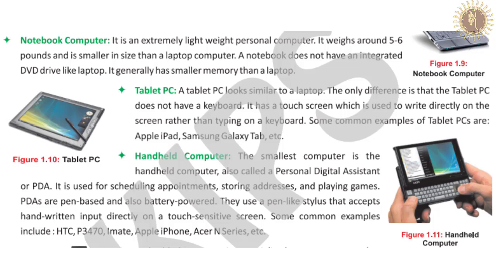Handheld computer. The smallest PC is the handheld PC, also called a personal digital assistant or PDA. It is used for scheduling appointments, storing addresses, and playing games. PDAs are pen-based and also battery-powered. They use a pen-like stylus that accepts handwritten data directly on a touch-sensitive screen. Some common models include HTC P3470, A-Mate, Apple iPhone, Acer N series, and so on.